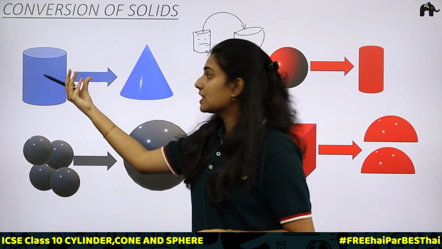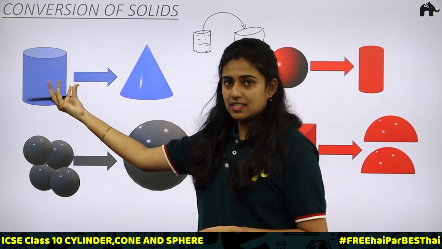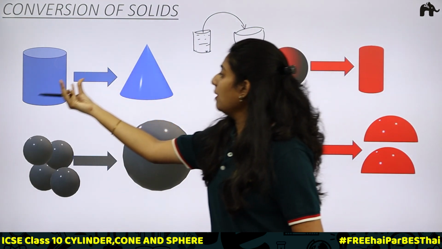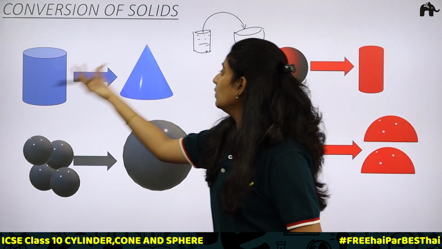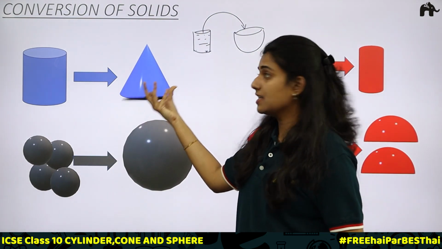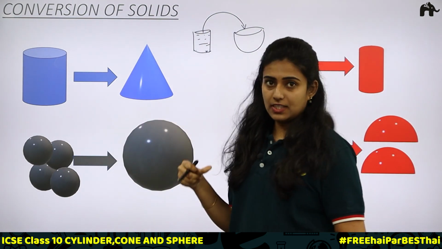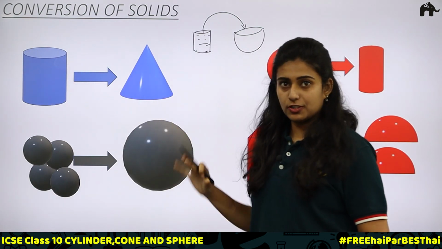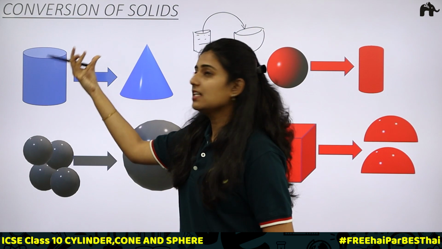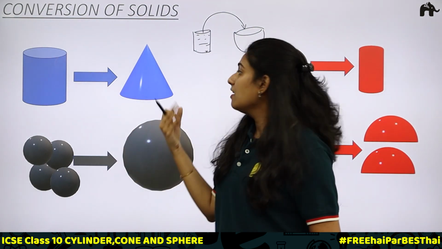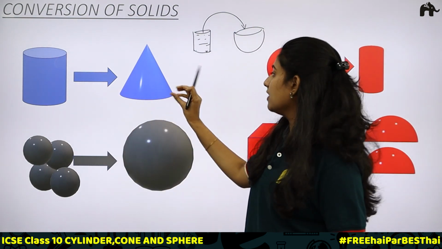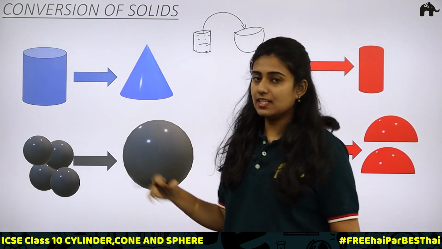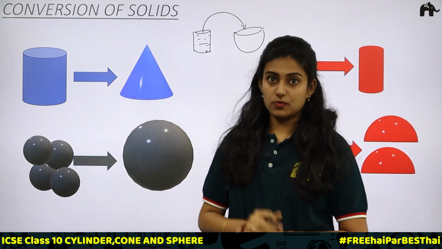Here when you take a cylinder, a metallic cylinder, it is melted and we form a cone. The metal used in this cylinder is equal to the quantity of metal used to make this cone, which means the volume of the cylinder will be equal to the volume of the cone. In some cases, we will be given the radius and the height of the cylinder, and asked to find the height of the cone when the radius of the cone is given. In that case, we can find the height of the cone easily by comparing the volumes, which are equal.